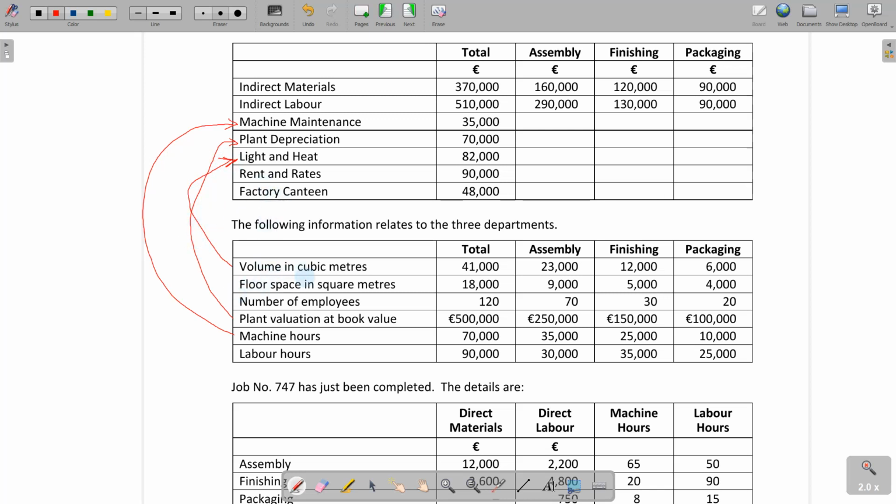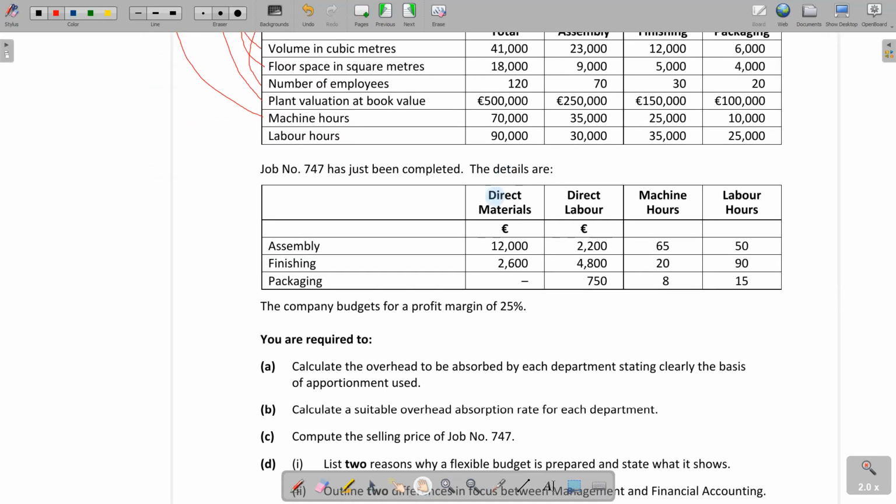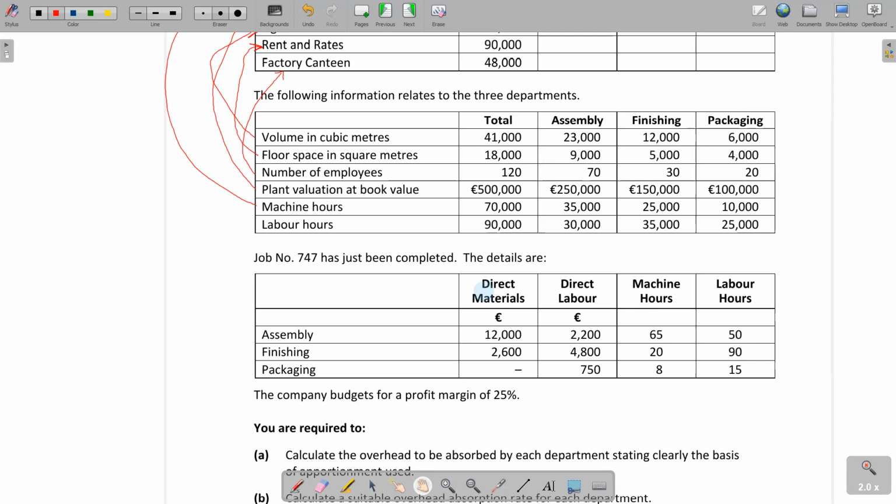Rent and rates then is going to be square meters, floor space. Whenever we're renting something, we generally base it on the square foot or the square meter, the area of the thing we are renting. Factory canteen, well, the more mouths you have, the more you have to spend on food. So we're going to use the number of employees for the factory canteen. That's just what we're going to be using to state the basis of apportionment used.